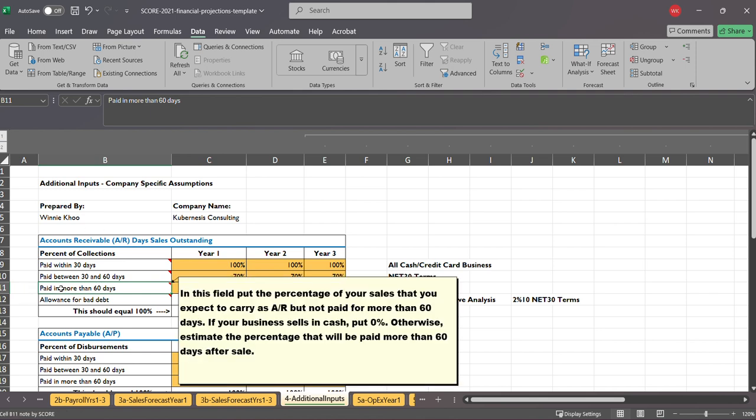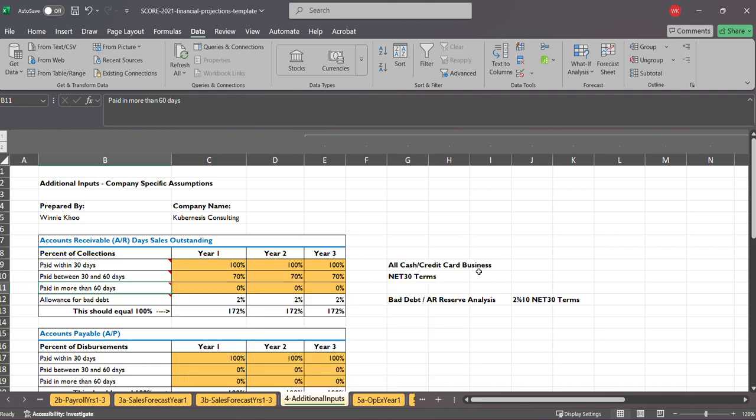Now, moving to the next section, paid in more than 60 days. In this field, put the percentage of your sales that you expect to carry as AR but not paid for more than 60 days. If your business sells in cash, put 0%. Otherwise, estimate the percentage that will be paid more than 60 days after sale. So this is really, if you have any historical data to show net 60 term customers, you would put it here. For me, in this template, I'm going to say I don't have any. So for me, it's 0%.